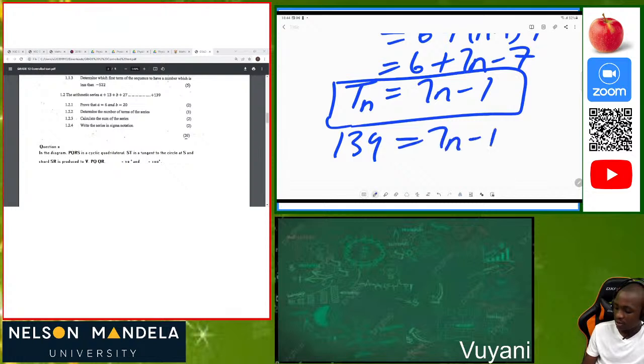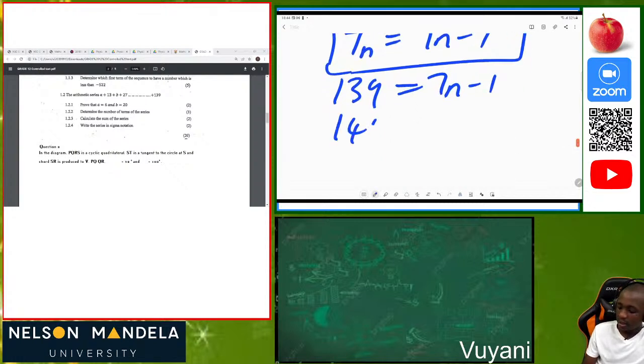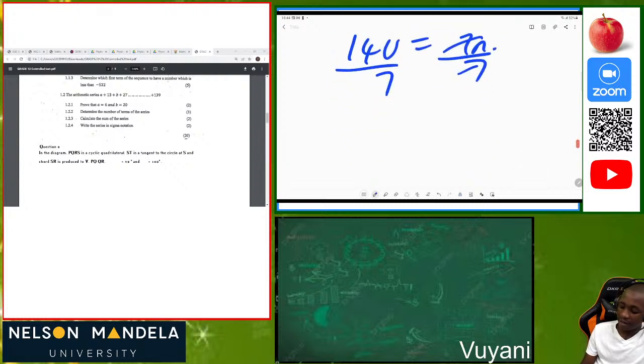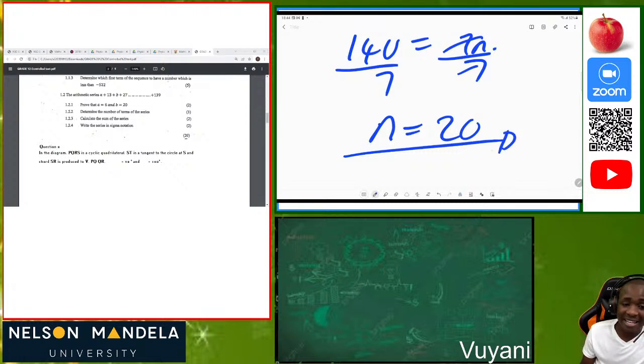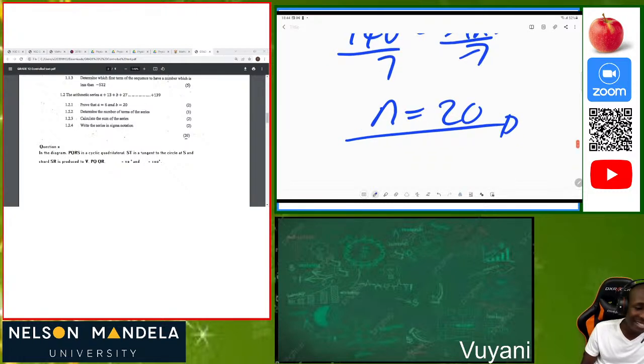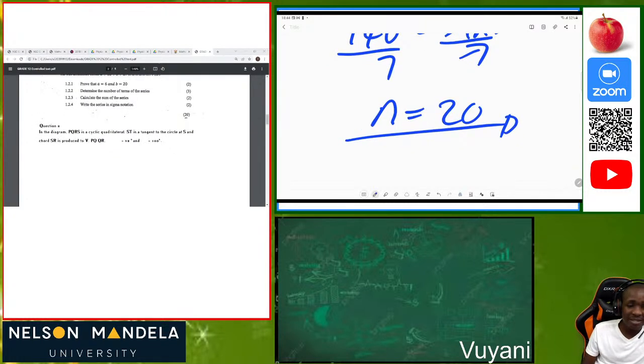So we can use that so that we can find the value of n, the number of terms in the sequence. So we transpose the 1 to the other side. Then it will be 140. Divide both sides by 7. Then we end up having n equal to 20. So how many terms are in this sequence? There are 20 terms in this sequence.